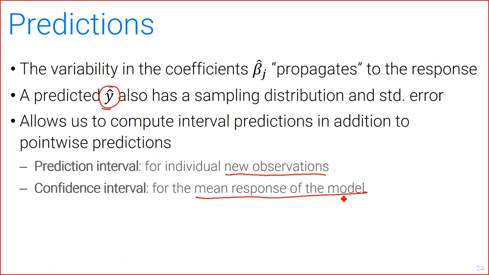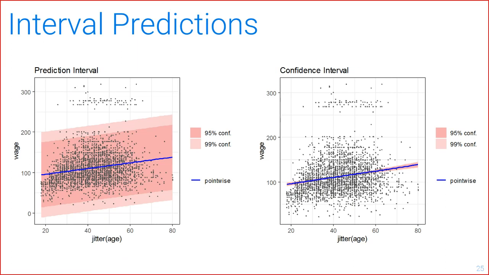Let me show you with an example what it really means. So we have here a model of the wage of employees as a function of their age. In blue, we have the model. Let's assume just a linear model, no transformation. That's what the model looks like. Now, if we're interested in making a prediction for individual employees, then we are in this case. We're making a prediction interval because we talk about individual observations.